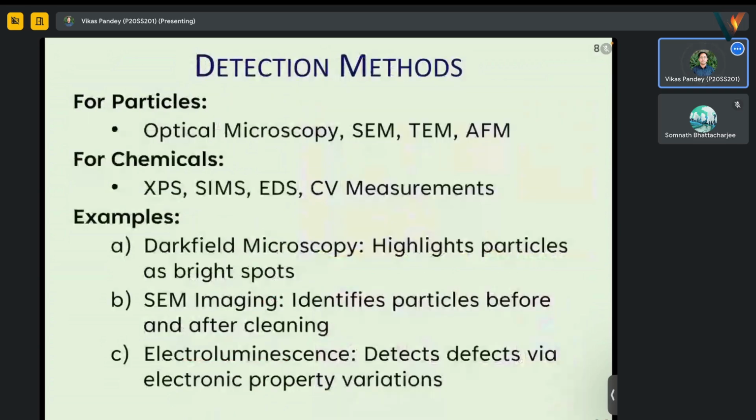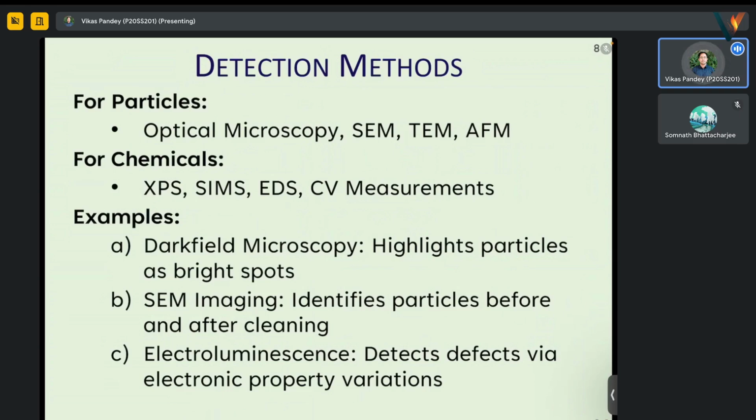Then once we have done this cleaning, the next step is that we need to know whether our wafer is ready for the subsequent step or not. So there are some detection methods that are used to detect whether the particles as well as the chemicals present on the surface have been removed or not.